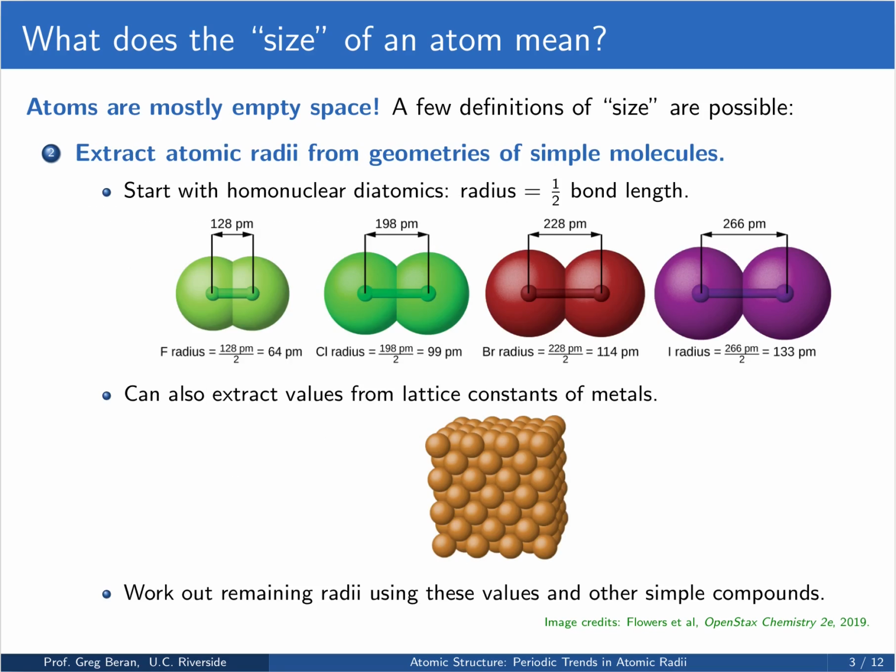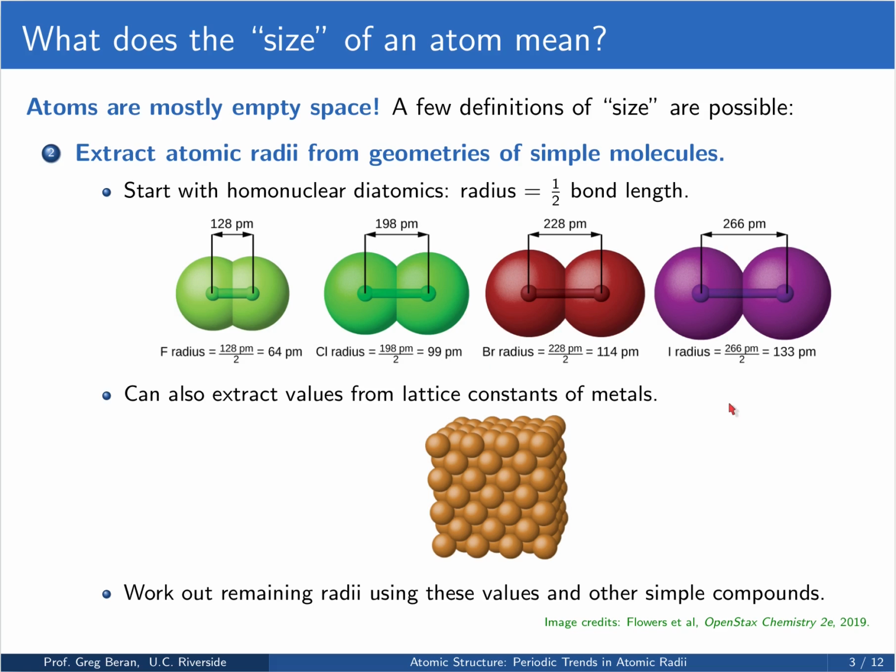Another possibility is to look at the distance between nuclei in simple molecules and try to infer atomic size from those. For example, in F2, the distance between the two nuclei is 128 picometers. This distance reflects the sum of the radii of the two atoms. And since it's a homonuclear diatomic, that is, both atoms are the same, we can just split that distance in half to determine the radius of each fluorine atom and get 64 picometers. As shown here, we could do the same thing for the other halogen atoms, as the other atoms in group 17, and therefore determine the radius for chlorine, bromine, and iodine.